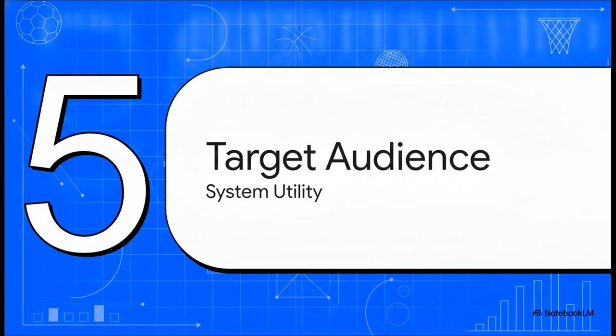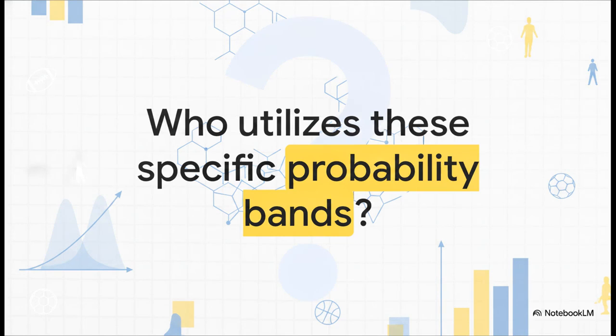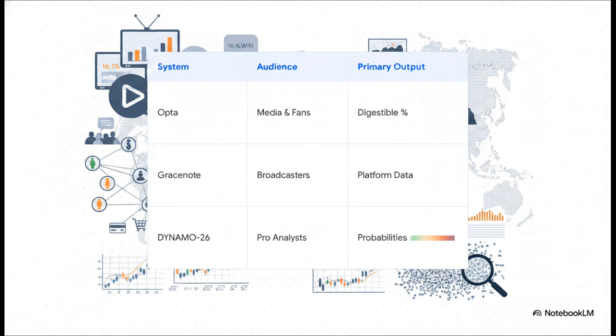And that brings us to our final segment, Section 5, Target Audience and Purpose. We've talked a lot about immense computing power, but let's look at the system utility. To figure out the purpose here, we have to pivot our analysis and ask, who exactly utilizes these specific probability bands? Because knowing the end user completely changes how a distinct modeling system like this is built and presented. So the crucial point is comparing these commercial systems based on their respective audiences.